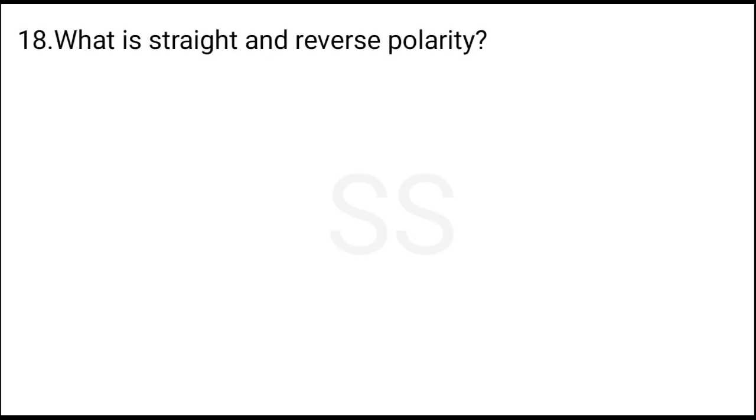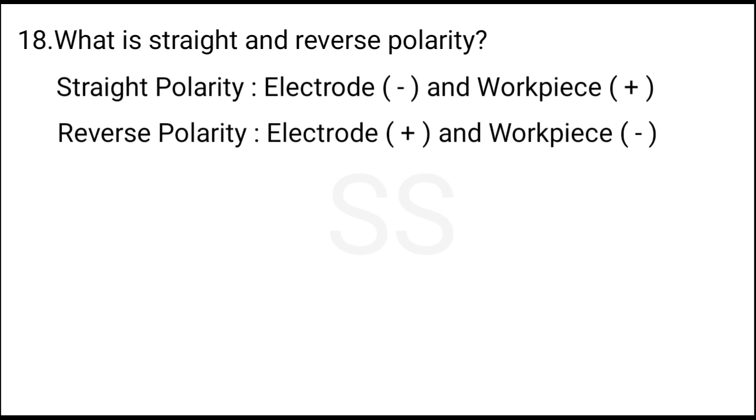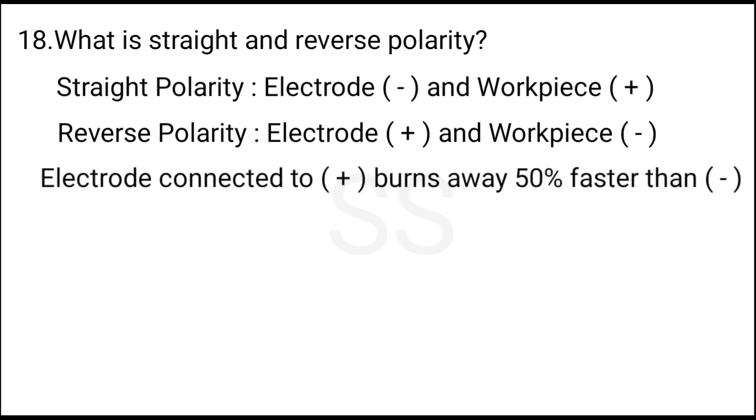What is straight and reverse polarity? In straight polarity, electrode is connected to the negative terminal, and workpiece is connected to the positive terminal, and flow of electron takes place from electrode to workpiece. In reverse polarity, electrode is connected to the positive terminal, and workpiece is connected to the negative terminal, and flow of electron takes place from workpiece to electrode. Electrode connected to positive terminal burns away 50% faster than connected to the negative terminal.